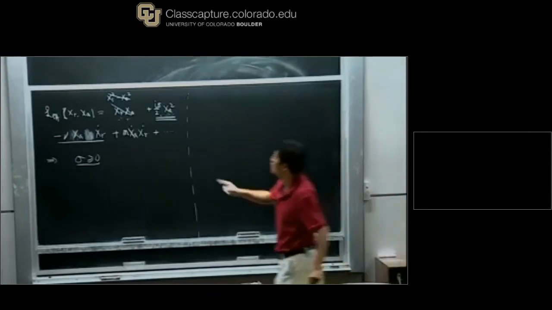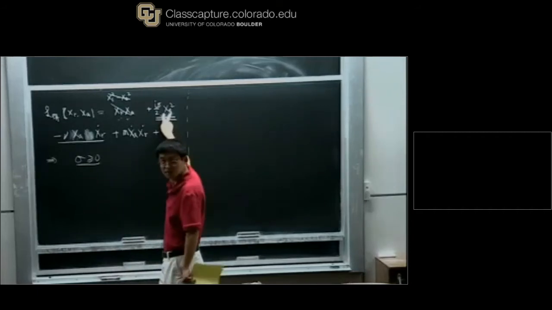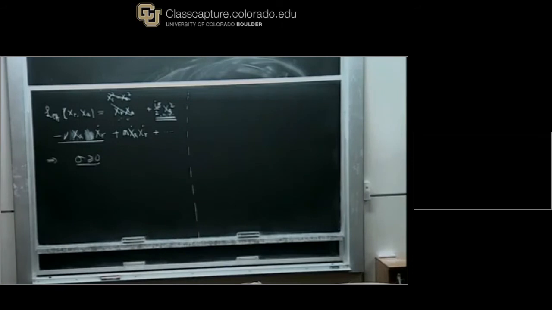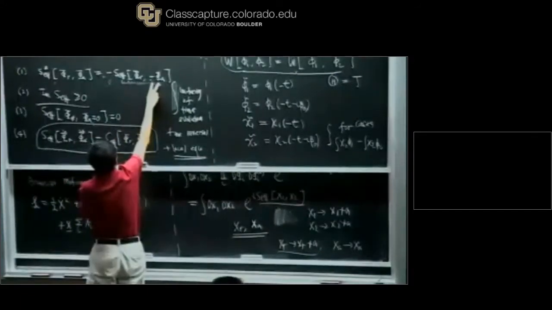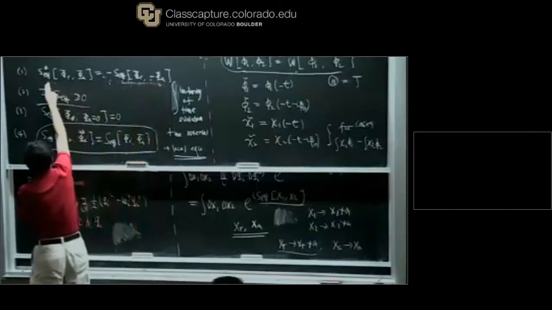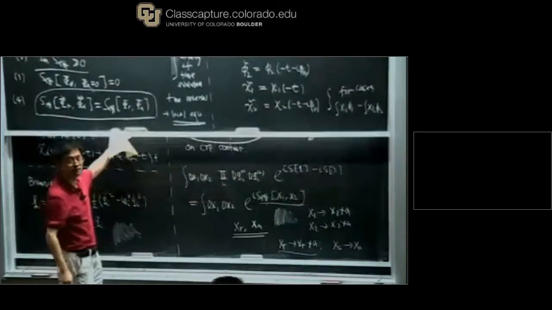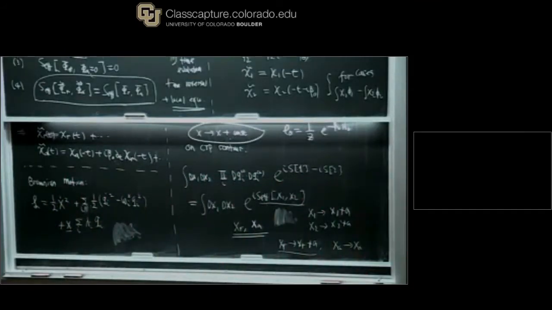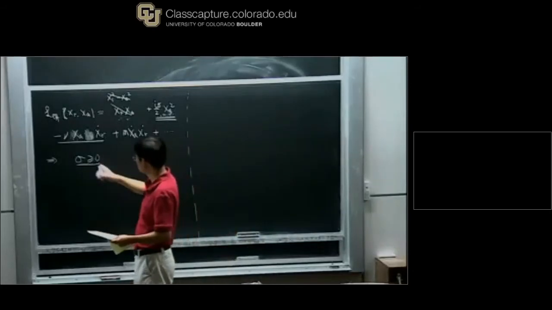It's because this term is even in XA going to minus XA, and if you look at this condition, there's a minus sign here. So if this is even under XA going to minus XA, then the star gives you a minus sign, and then it has to be pure imaginary. Okay, very good. And then we find that sigma has to be greater than 0.